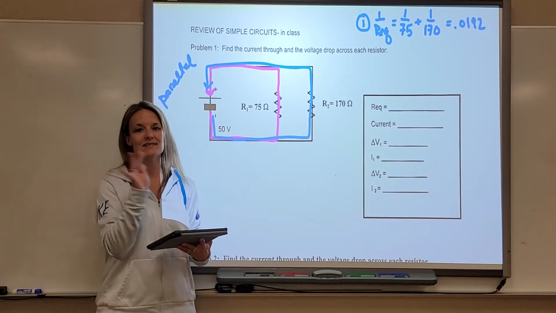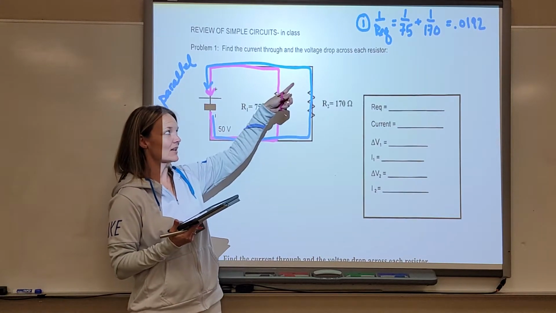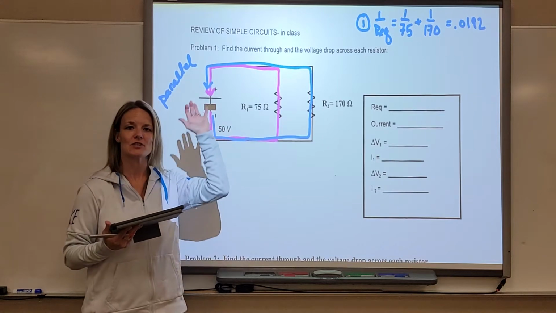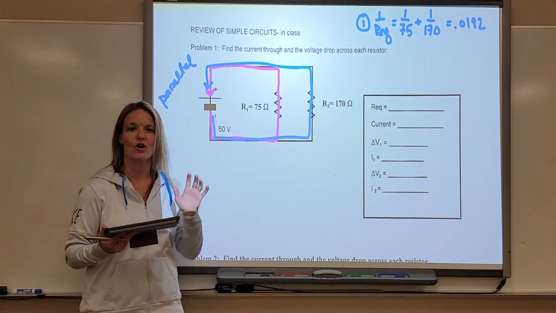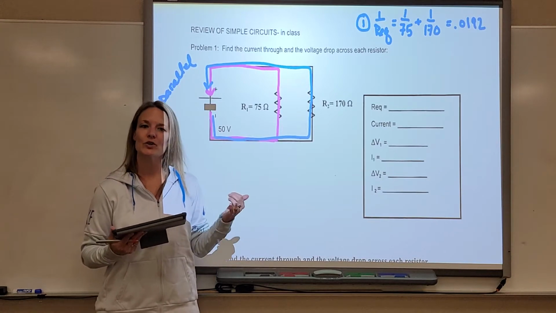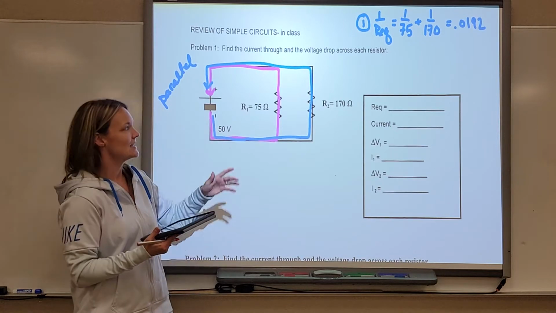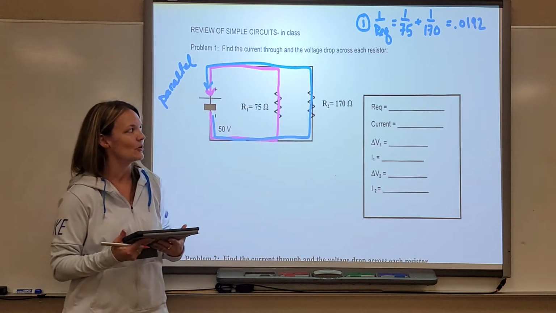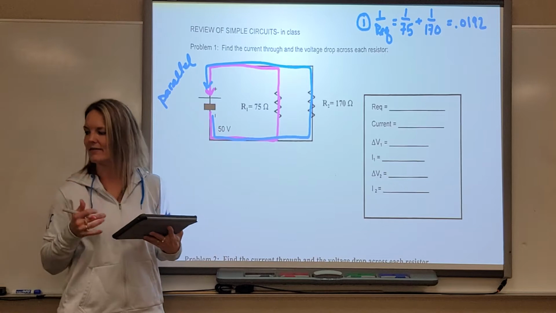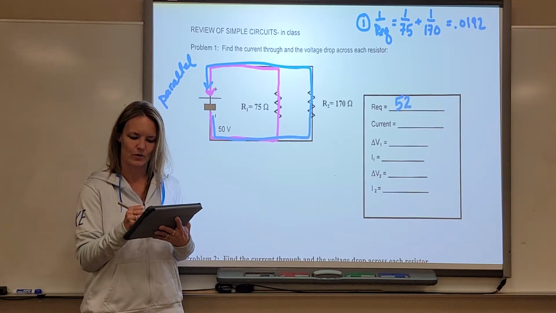0.0192. That is not my REQ. That is 1 divided by my REQ. I have to do that quick flip. I have to take 1 divided by the decimal. Your total resistance will never be that tiny decimal. When you see that, you have to remind yourself, I have to do 1 divided by. So when I take 1 divided by 0.0192, I find that the total resistance for this circuit should be 52 ohms.